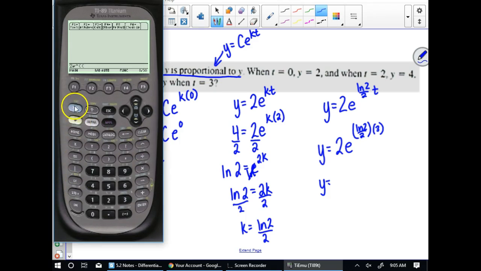Button, blue, and x. Okay, yeah. Natural log of 2 over 2 times 3. Okay, and so we can get 4 root 2, or if we want a decimal, hit the green button, and we get 5.65.